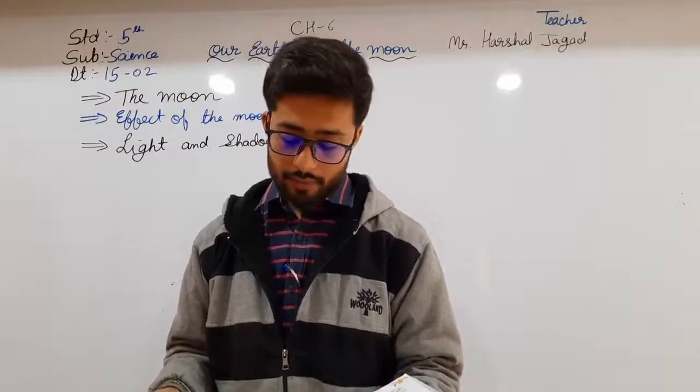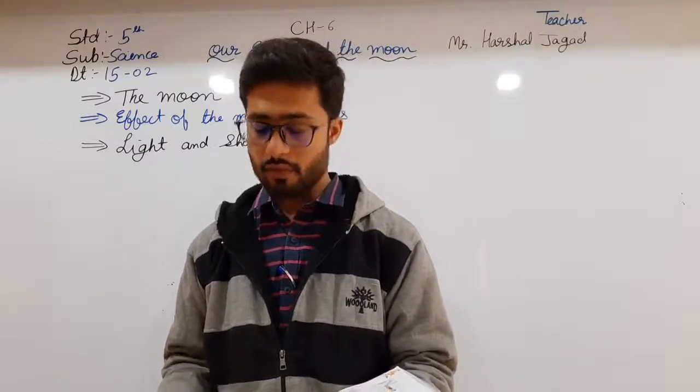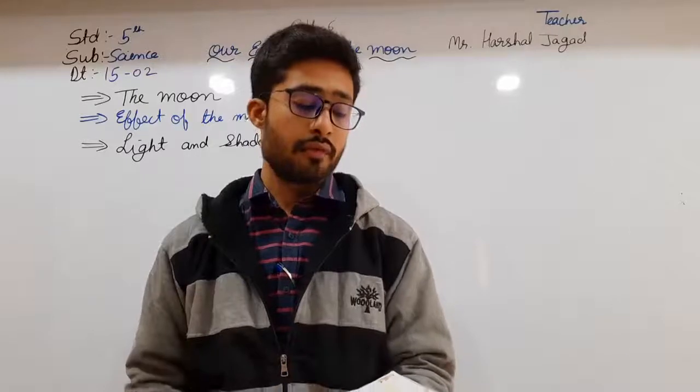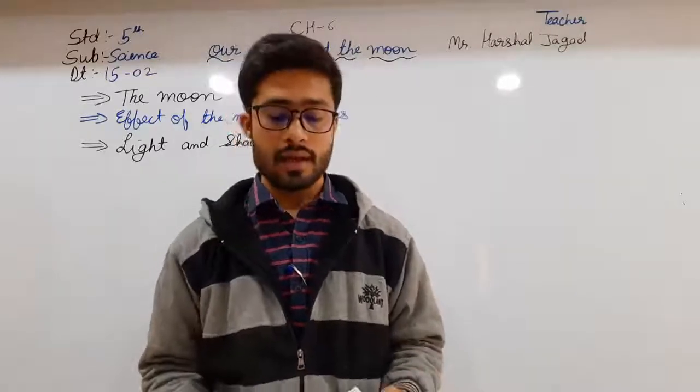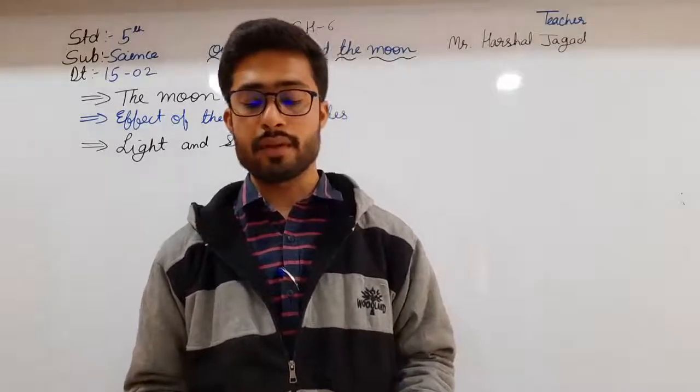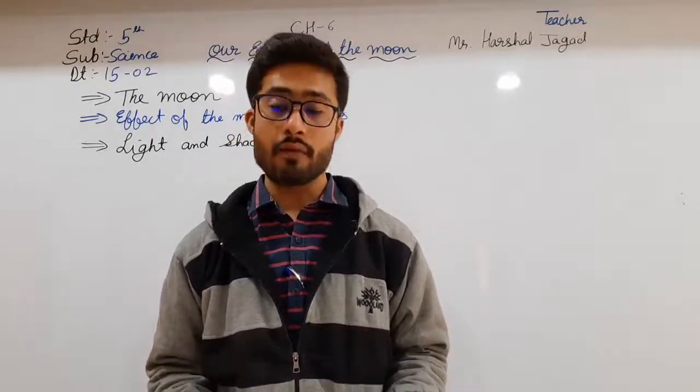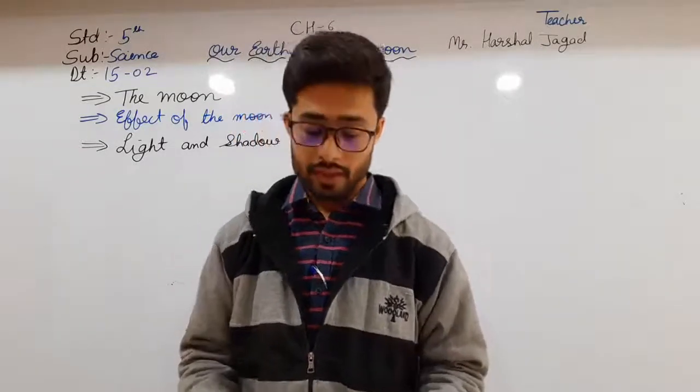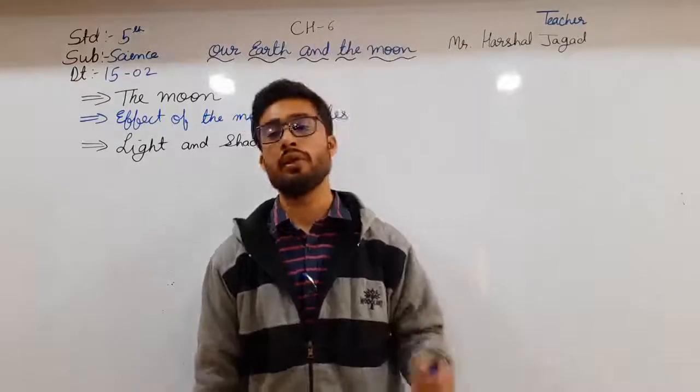The earth is an opaque body, so it blocks sunlight. The earth's shadow falls on the moon. We call it the lunar eclipse. A lunar eclipse occurs on the full moon day, that means on Purnima, but not on every full moon day. So here we have just revised and read a whole chapter.